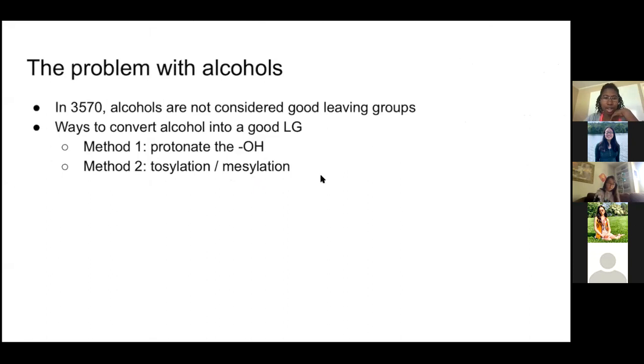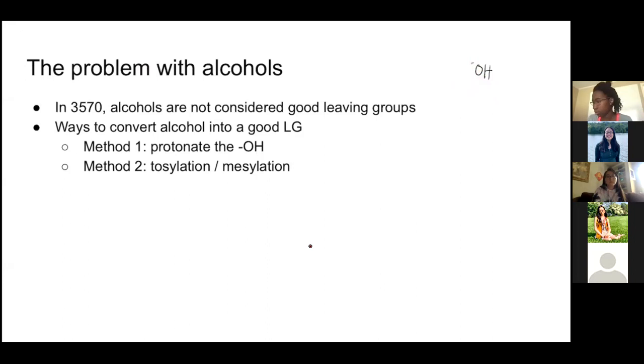So the key takeaway from lecture today is that in Chem 3570, alcohols are not considered to be good leaving groups. And since that's the case in 3570, we will abide by this in our course as well. This is because OH minus, if you remember from our discussion on nucleophiles, is a pretty good nucleophile because it is fairly unstable. You can see that the oxygen has a negative charge. And if a molecule is a good nucleophile, it can't also be a good leaving group, because the best leaving groups are stable with a negative charge, while the best nucleophiles are unstable with a negative charge.